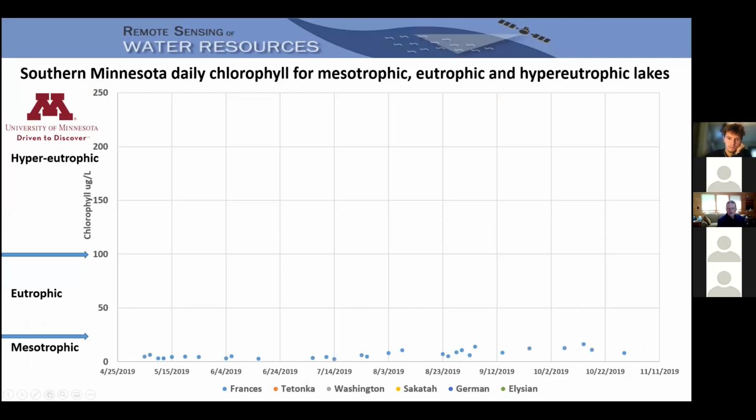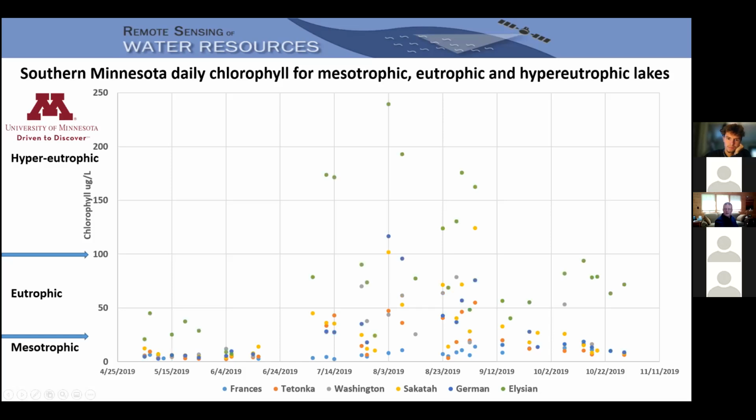This is Lake Francis in southern Minnesota, more of a mesotrophic lake. We have Tatanka, which is more of a eutrophic lake. And then we have Washington, Cicada, both eutrophic leaning toward hyper-eutrophic, and German, and then Elysian, which is definitely a hyper-eutrophic lake. And these are all for Lake Washington, so you can see the difference in the coverage for Lake Washington versus the others. Still quite a bit of coverage for the gray dots here as there is for the others. So it seems to give a pretty good data set that isn't available for any of these lakes otherwise.